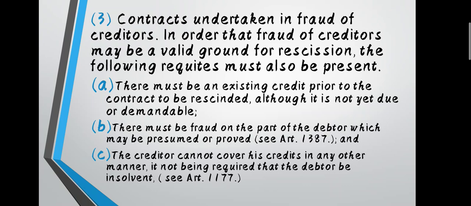B. There must be fraud on the part of the debtor which may be presumed or proved. Proved with legal evidence dapat yung fraud na nangyari. Letter C, the creditor cannot recover his credits in any other manner, it not being required that the debtor be insolvent. Insolvent means unable to pay debts owed.